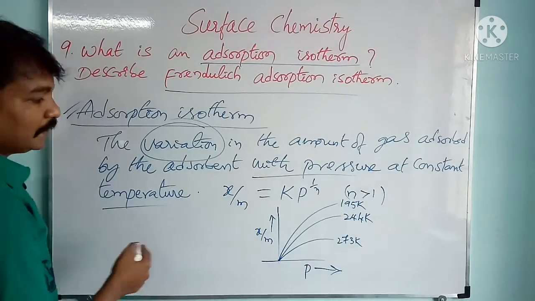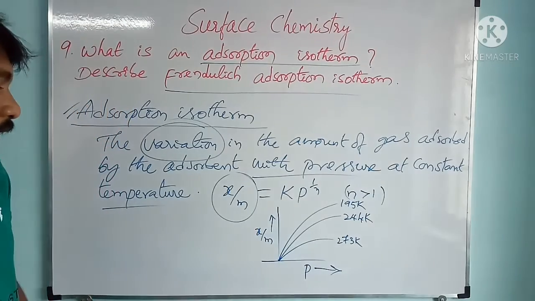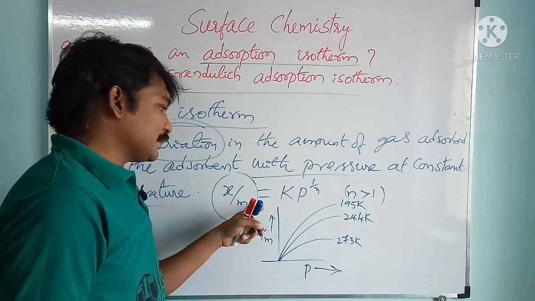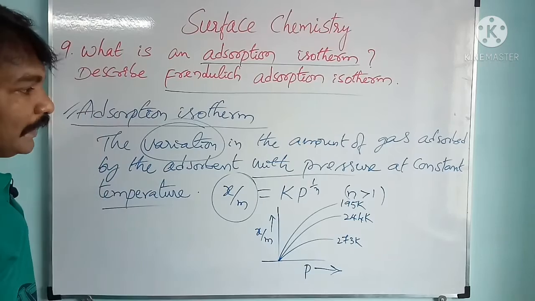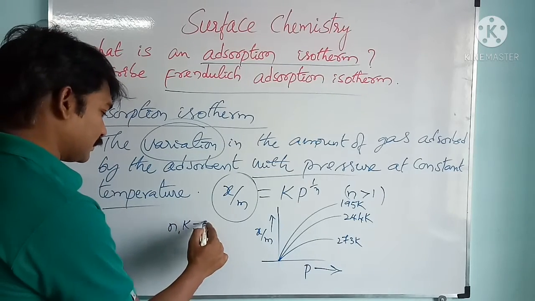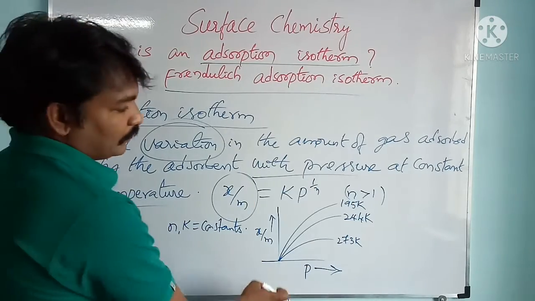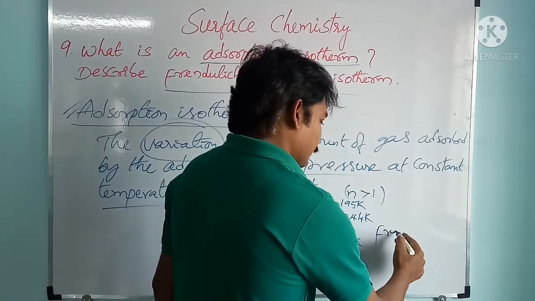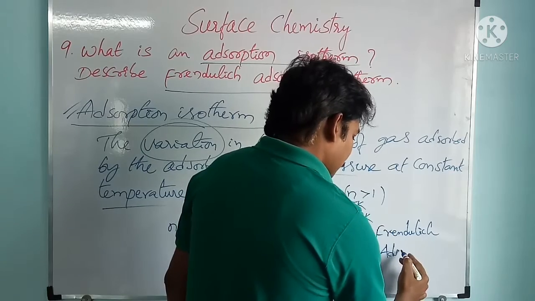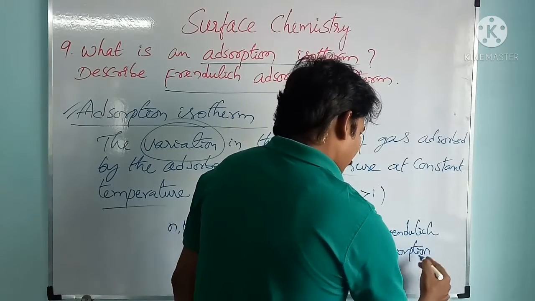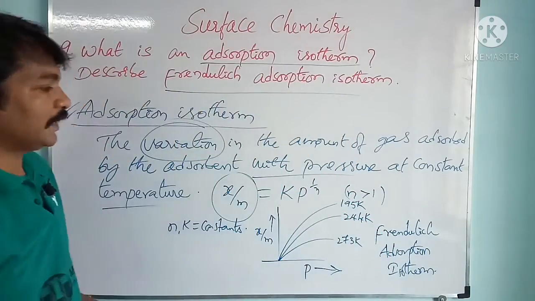This is the relation between amount of gas adsorbed per gram of the adsorbent, and the relation is that x/m is equal to kp to the power of 1/n, and the condition is n is greater than 1. Here n and k are constants. Okay, please note down, this is Freundlich adsorption isotherm. Please note down.